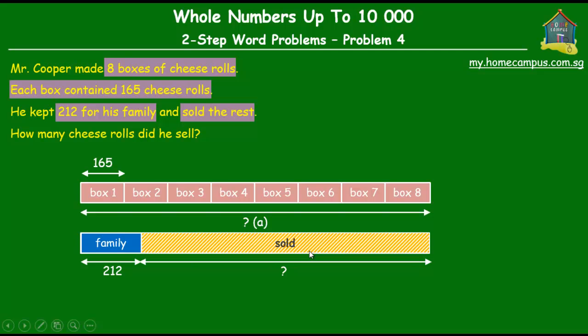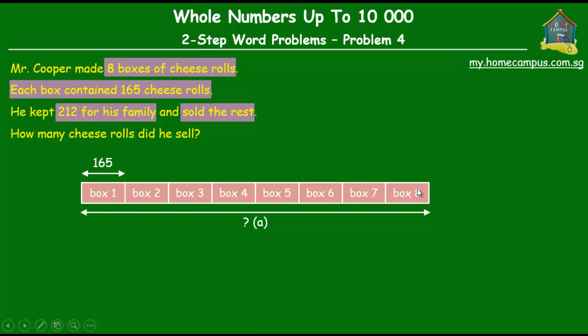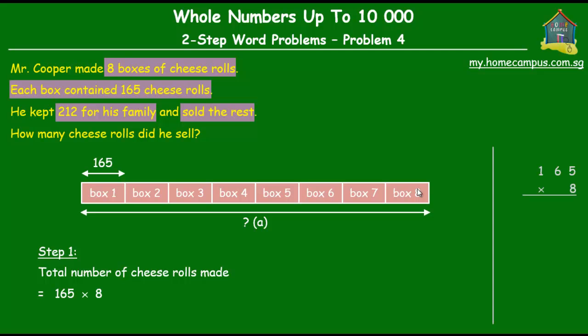Quite simple. The first step is to find out the total number of cheese rolls that he made, and we can find that out using this top model over here. We know that he made 8 boxes of cheese rolls and each box had 165 cheese rolls. So the total number of cheese rolls he made would be equal to 165 times 8. As simple as that. We do our working here on the right side of the screen. So 165 times 8 boxes will give us the total number of cheese rolls he made. Let's do the working here.